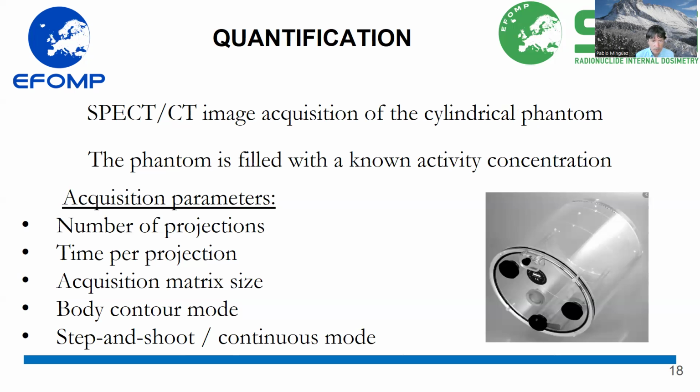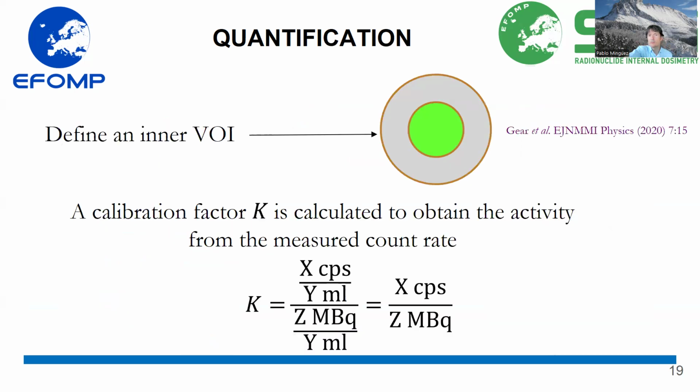matrix size. We normally will use the body contour mode, and also normally the step and shoot mode. Those parameters should be those used in the clinical practice. We could change the time per projection because at low count rates, we will have a linearity in the counts measured. So once we have the image, we can obtain the calibration factor this way.